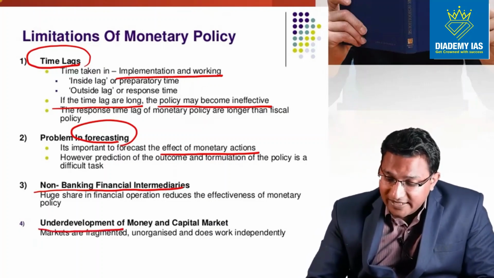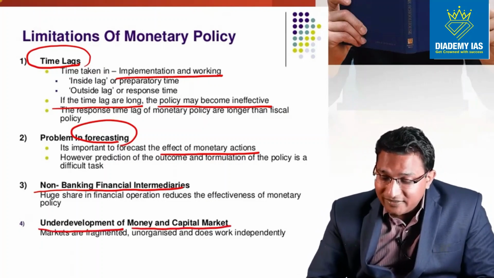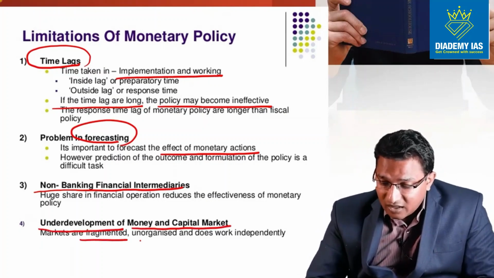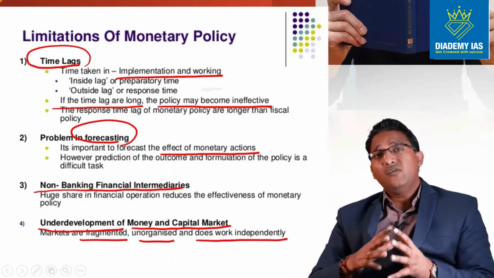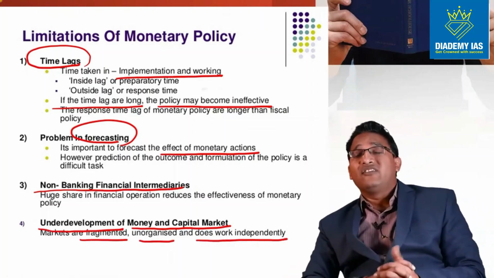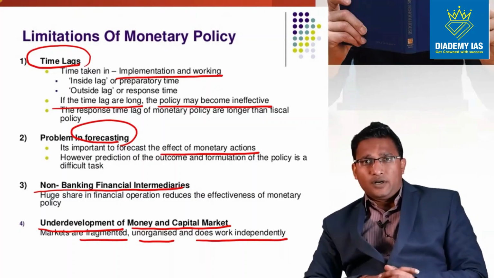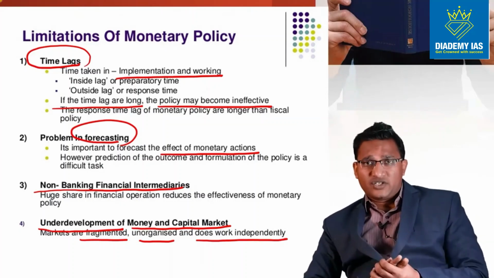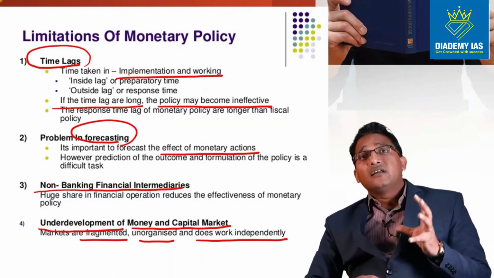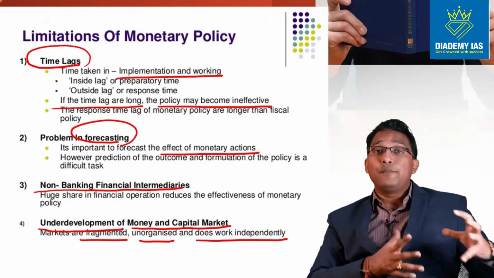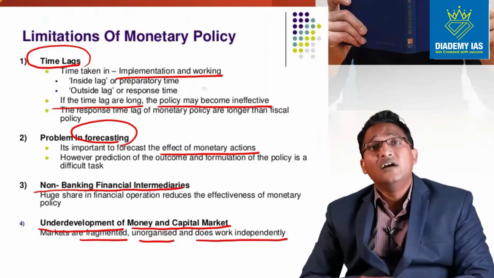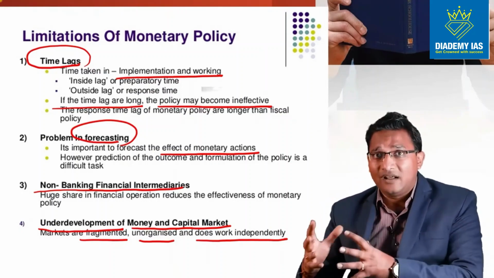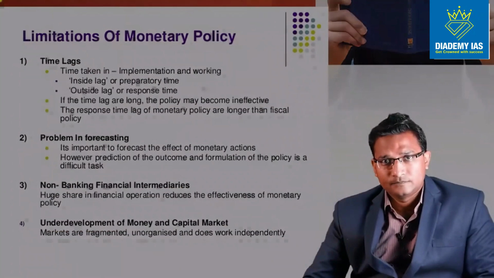Underdevelopment of the money and the capital market. The money and the capital market are fragmented, they are unorganized, and they work independently. We have a lot of unorganized banking structures, informal lending structures. Because of that, the monetary policy will not impact everyone. Only the person who gets the loan from the bank will be impacted, and those people who get the loan from the lender will not be impacted.